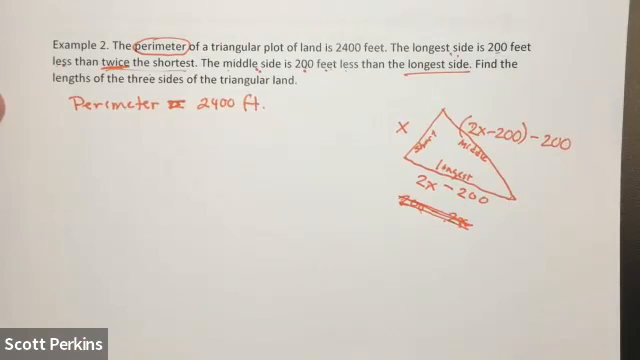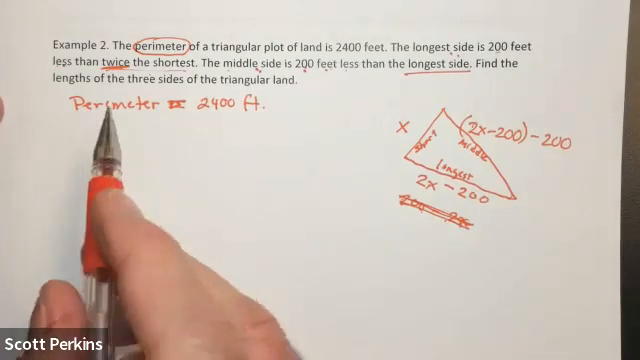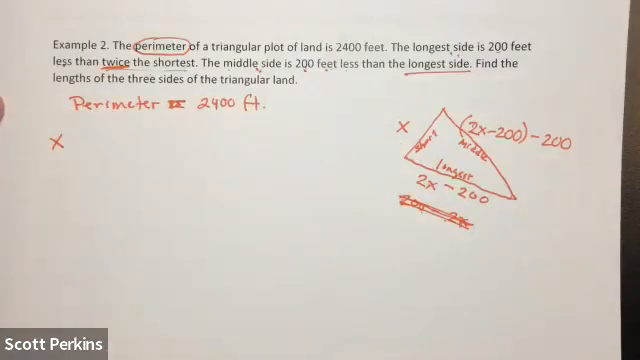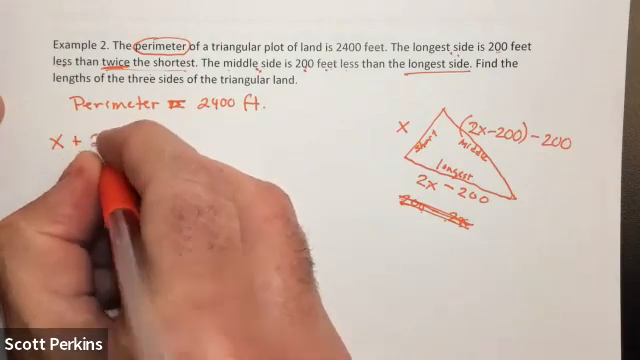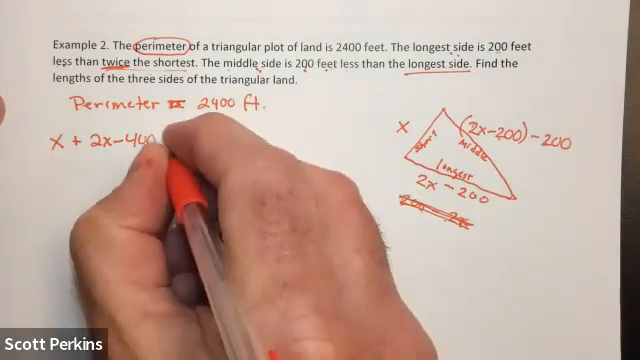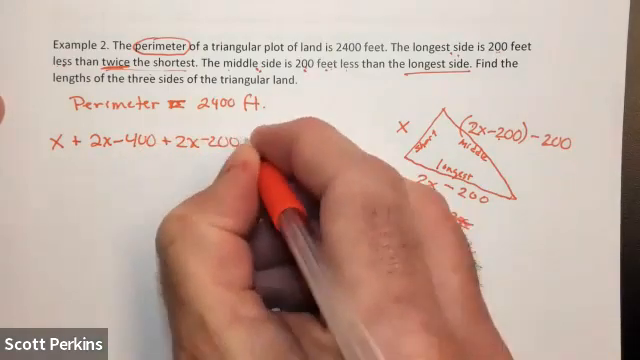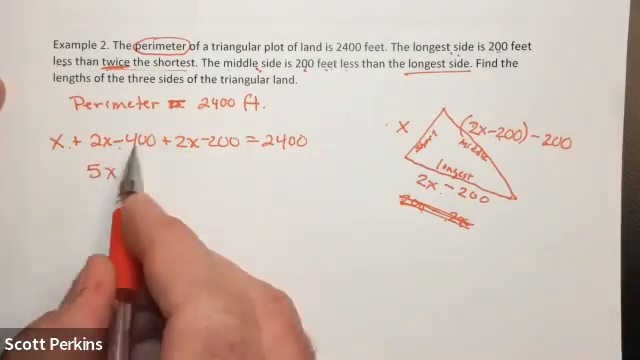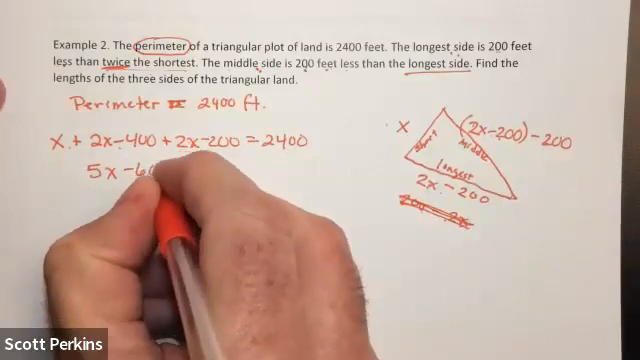Now the easy part is that once you finally identify the relationships, the perimeter is 2400. So I'm going to take the shortest side, which is x, the middle side, which is 2x minus 400, as has already been told to me, and the longest side, 2x minus 200, and all of that is going to equal 2400 feet. My perimeter is just adding up those three expressions for the sides. So x plus 2x plus 2x, that is 5x. Negative 400 and negative 200 is negative 600.